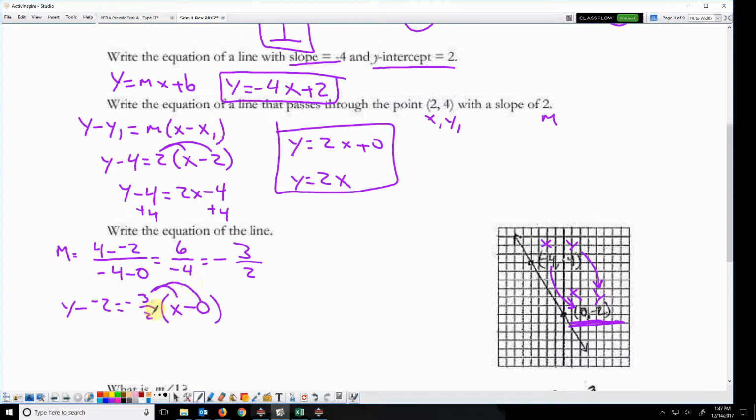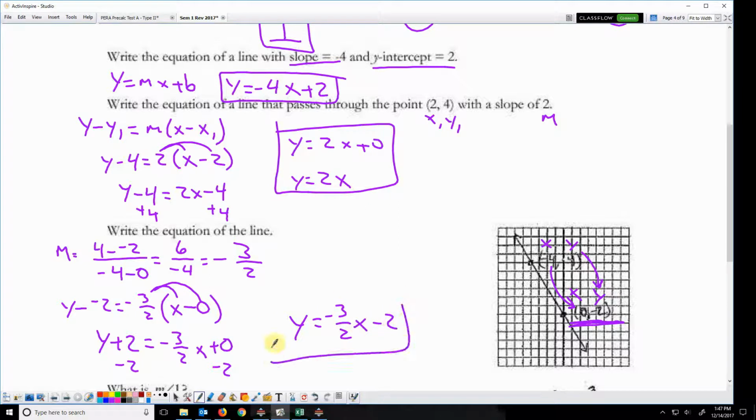So I'll distribute that negative 3 halves. Y minus negative 2 is the same as y plus 2. Negative 3 halves times x is negative 3 halves x. Negative 3 halves times negative 0 is 0. And then I have to subtract 2. Y equals negative 3 halves x minus 2.